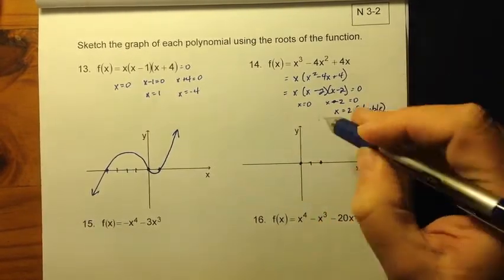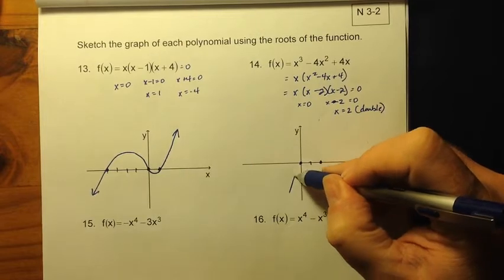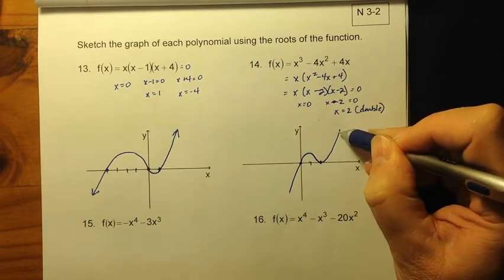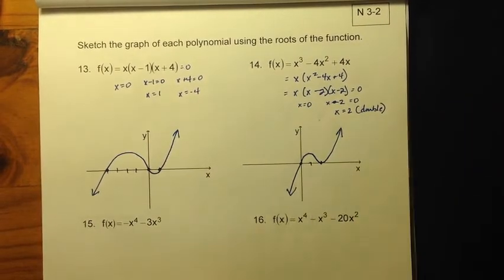So this has degree 3. It's going to be coming right through at 0, and it's going to turn around, and then it's going to bounce off at 2. And so it should look something like that. All right.